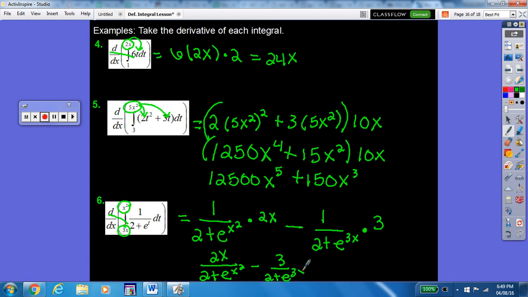And that's it. So if your bottom boundary is a function of x as well, make sure you plug it in, use subtraction in between those two boundaries, and make sure you multiply by the derivative of each boundary.